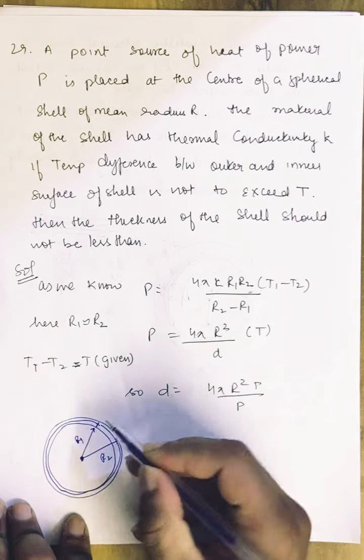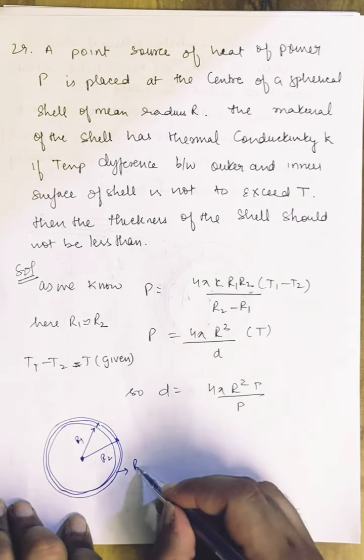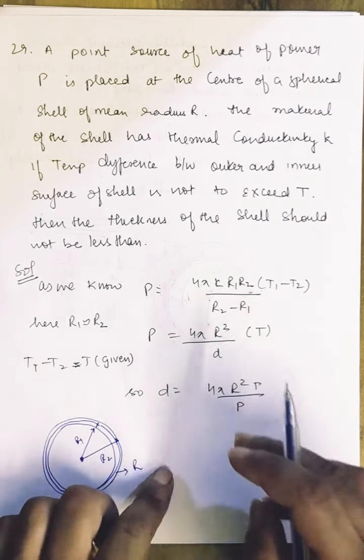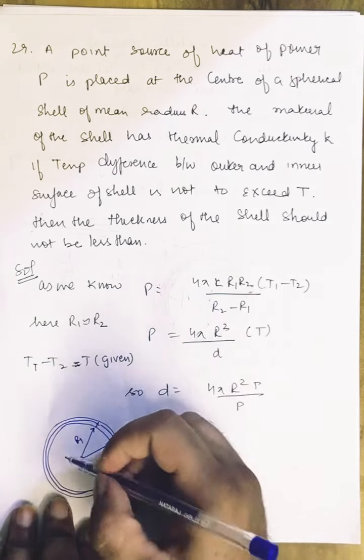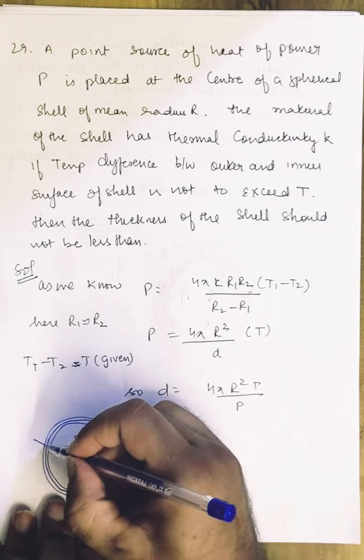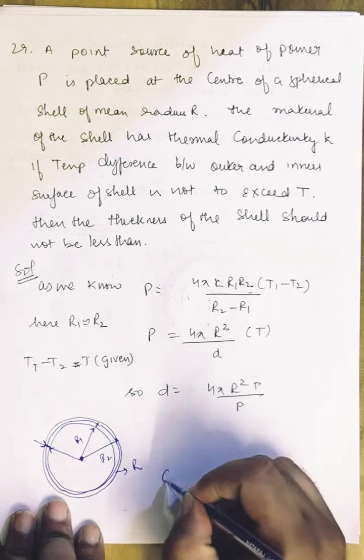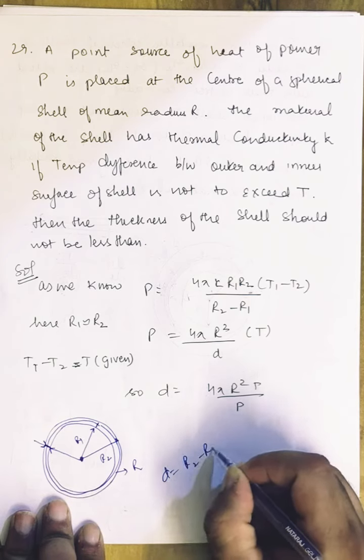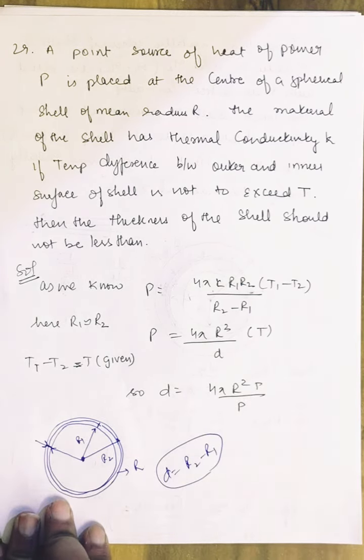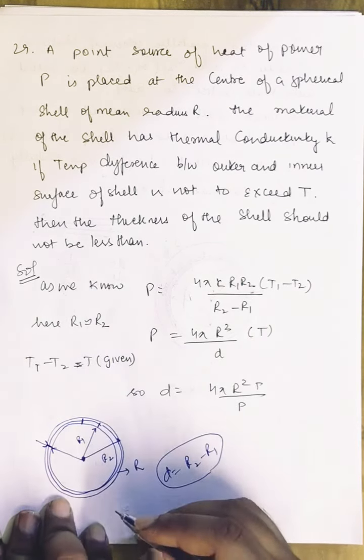Obviously, it is R1 plus R2 divided by 2, but we take the mean radius as R only. Now, you can also say the thickness of the material. This is the thickness D, which can be written as R2 minus R1. That is the thickness of the metal part, the material part.